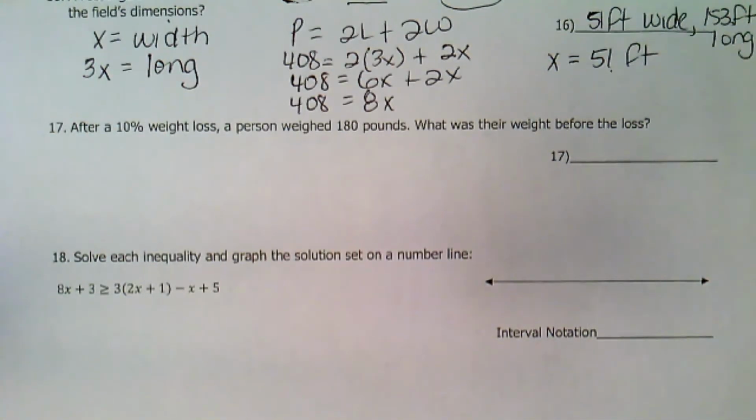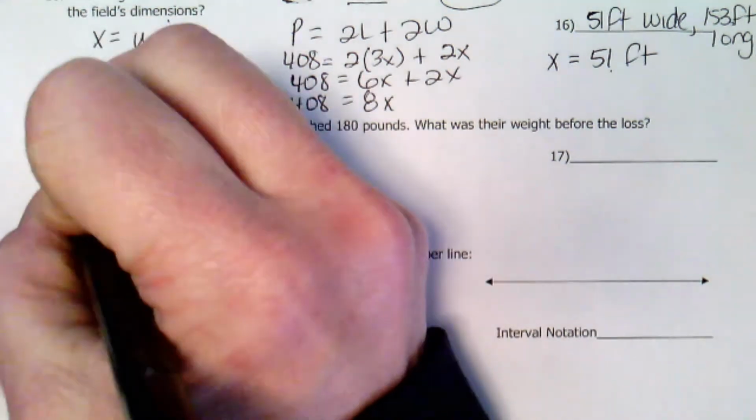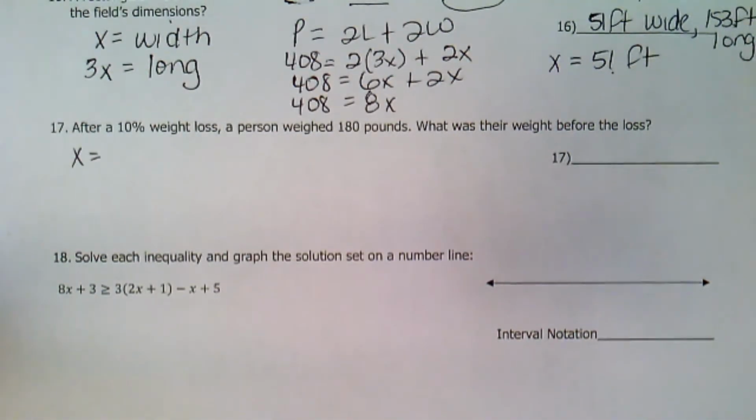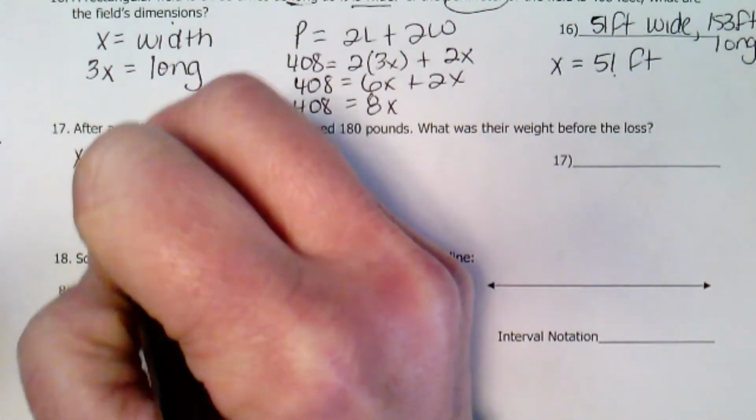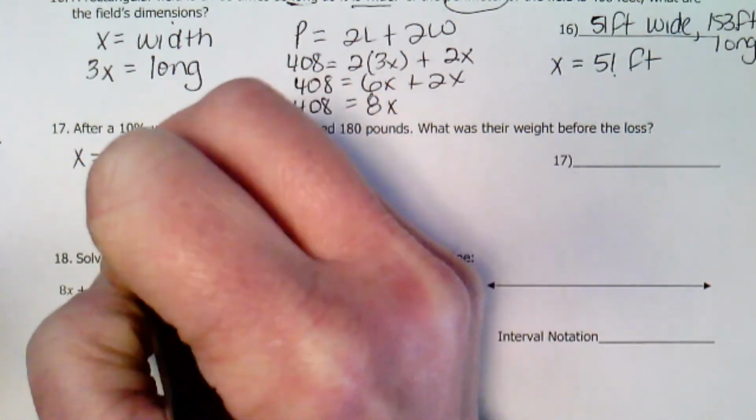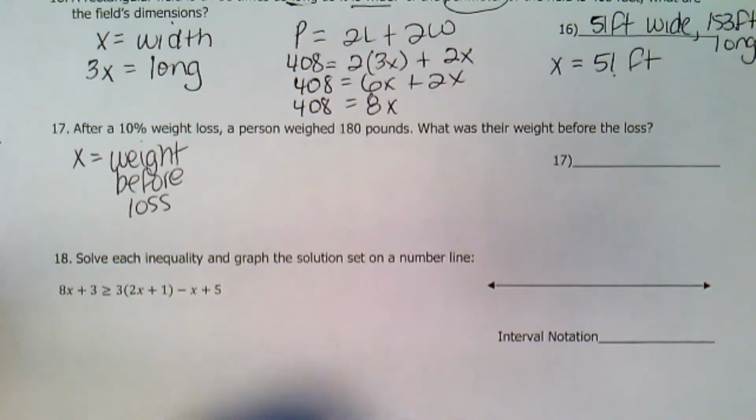Alright, number 17, after a 10% weight loss, a person weighed 180 pounds. What was their weight before the loss? So again, I'm going to define what my x is. And that is their weight before loss. So we don't know what that weight is. So there's his weight before he lost.